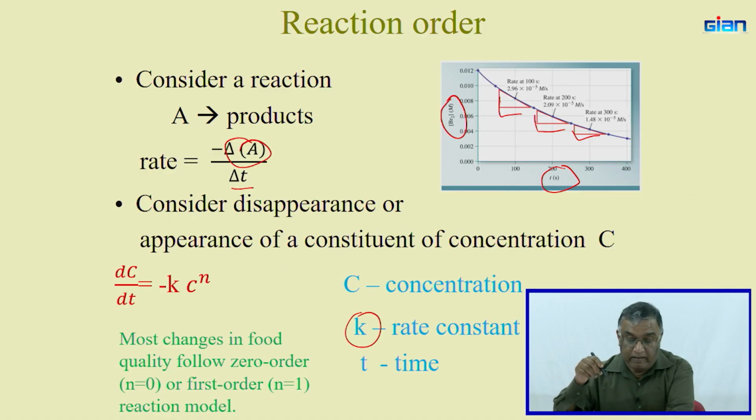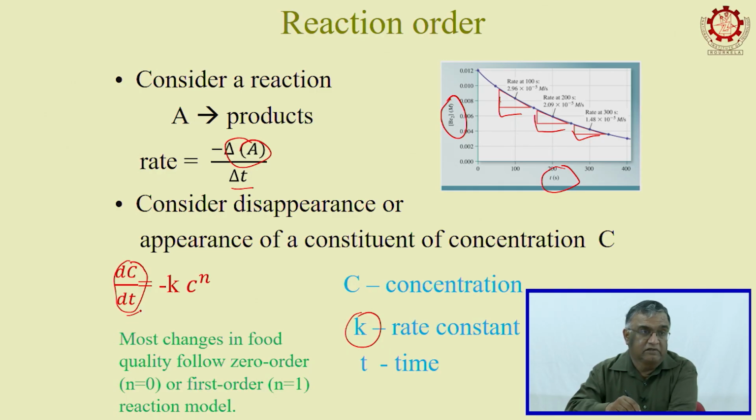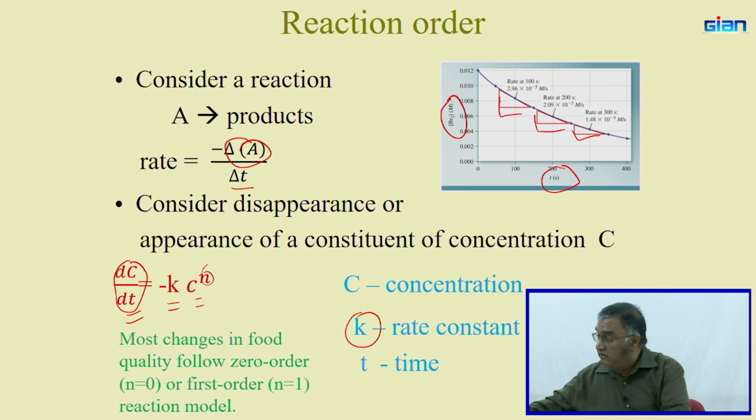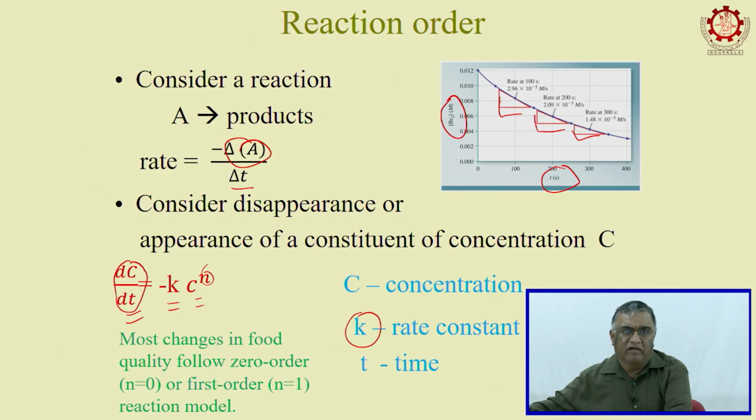at a particular temperature. A general form of the equation is that the change in concentration with time is a constant K times C, where C is the concentration, raised to a term N. Depending on the reaction, you may have zero order reaction, first order reaction, second order reaction, different reactions can come into the system.